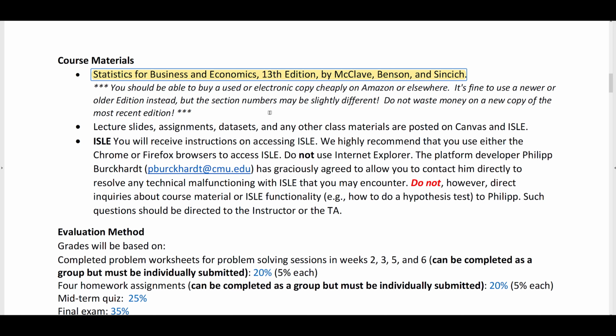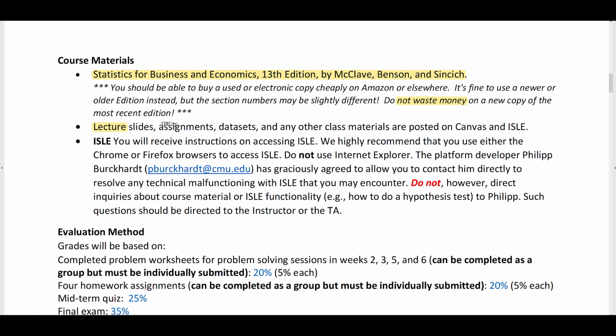You might be able to find a used copy for as little as $20 or $10, or a PDF for $30 or $20 or whatever. Do not waste your money on a new edition of this book. And using an older edition is perfectly fine.